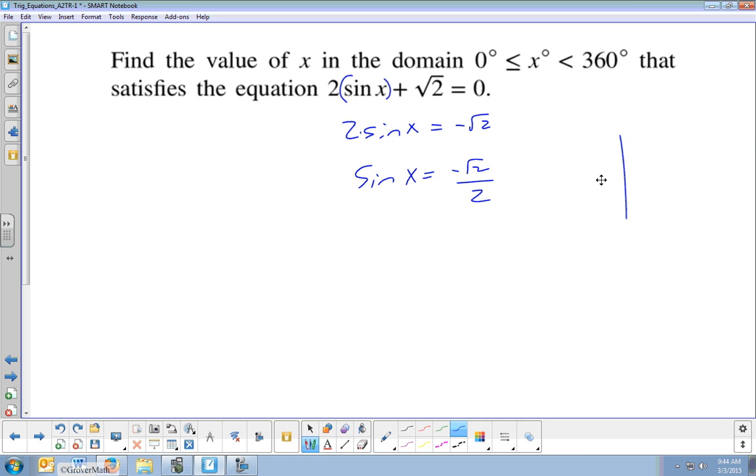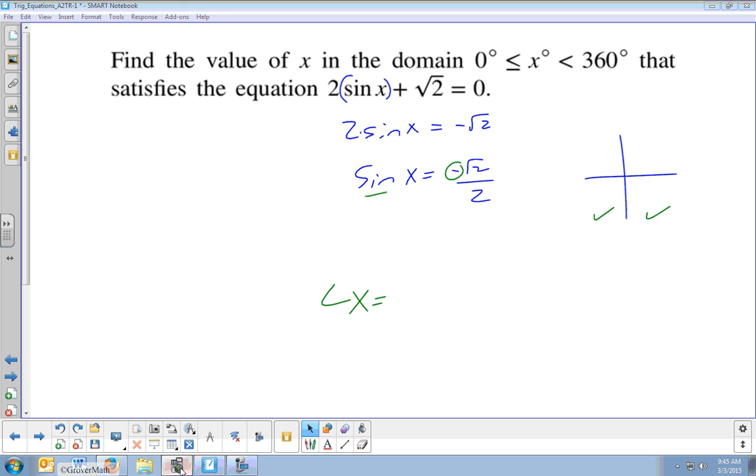Right now, I'm going to determine my two quadrants. I see sine. I see negative. Sine is negative in quadrants 3 and 4. So in the end, my angle x better be an angle in quadrant 3 and in quadrant 4, because that's where sine is negative, because sine's the y value, and the y values are negative down here.